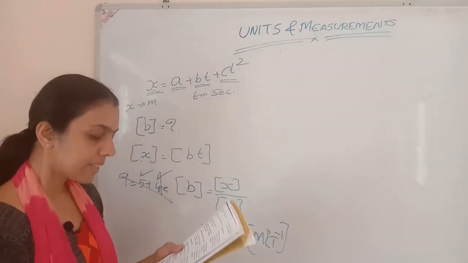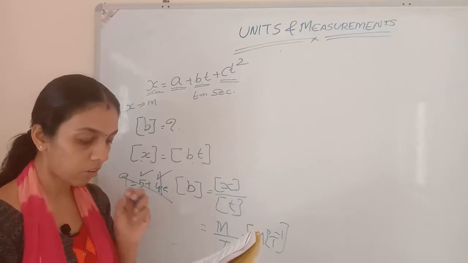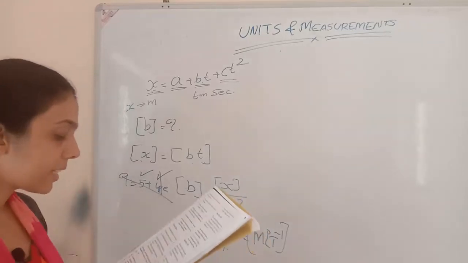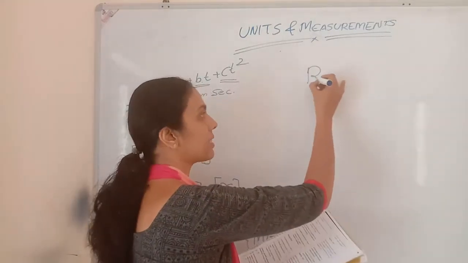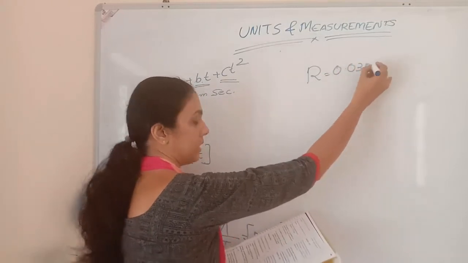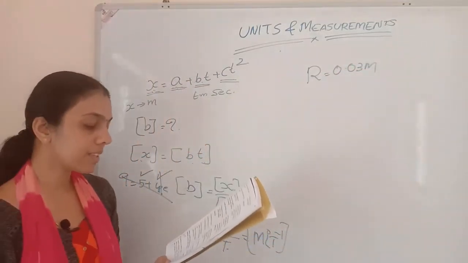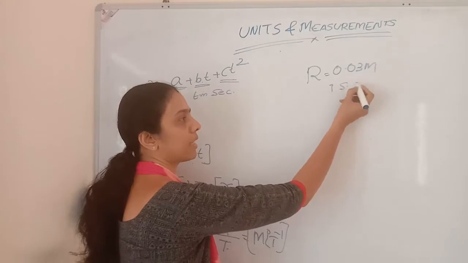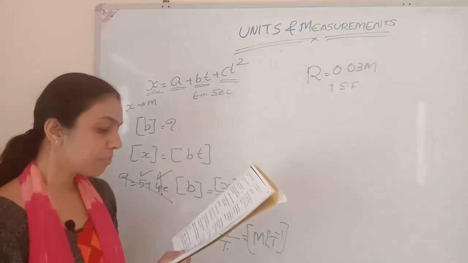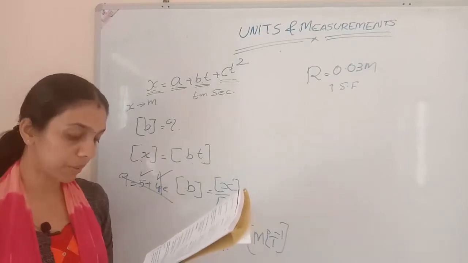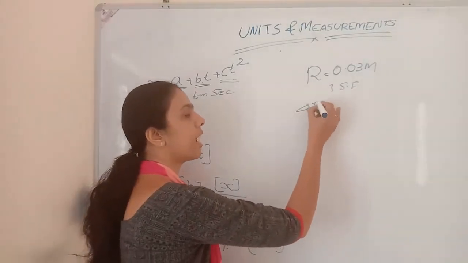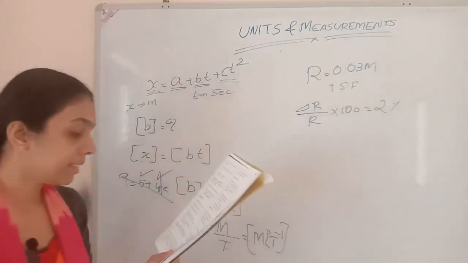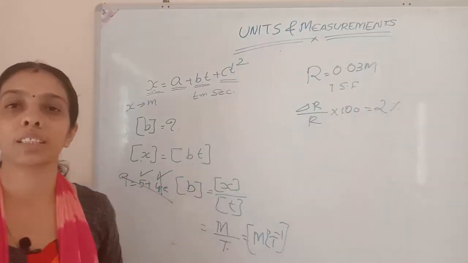Okay, next one. Significant figures determine the accuracy of the measurement of a physical quantity. The radius of a sphere is given as 0.03 meters. How many significant figures are there in it? Tell me. One significant figure, right? Then, if the percentage error in calculating the radius of a sphere is 2%, so delta r by r into 100 is given as 2%. Then what will be the percentage error in calculating the volume?